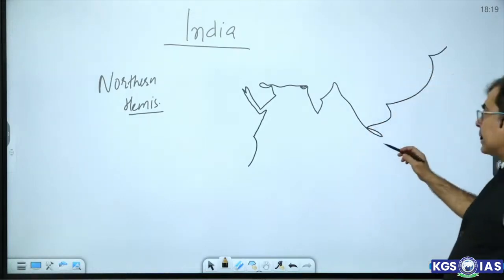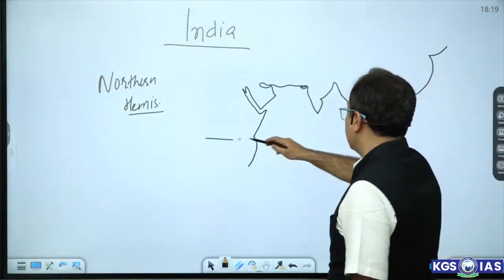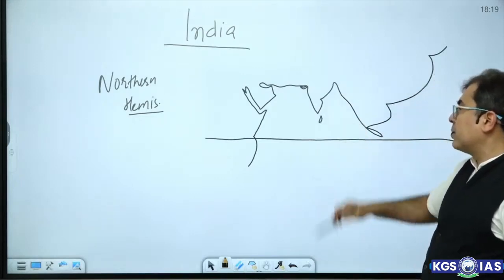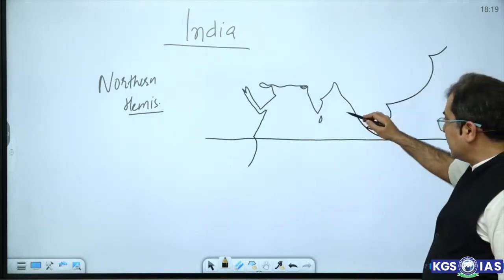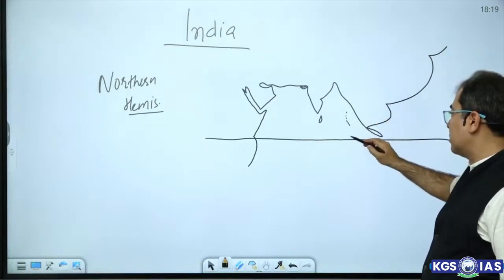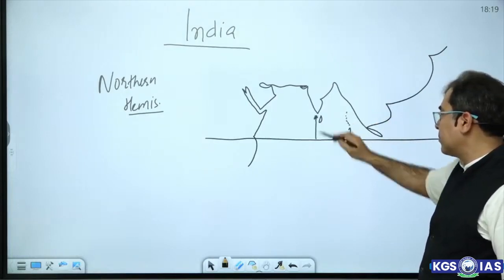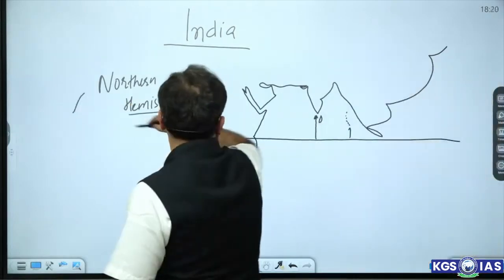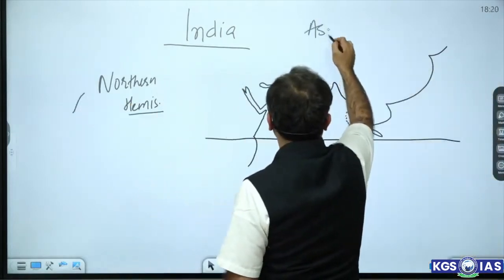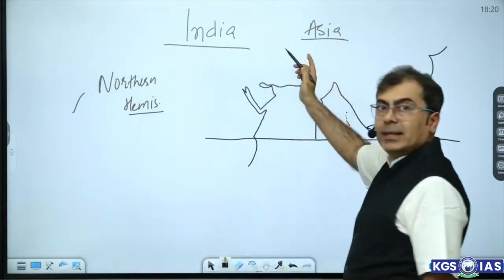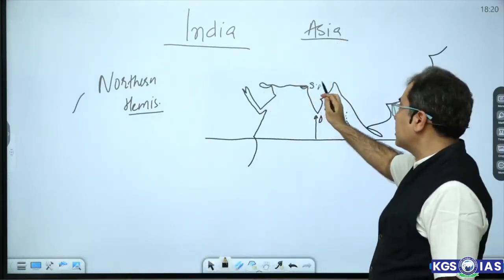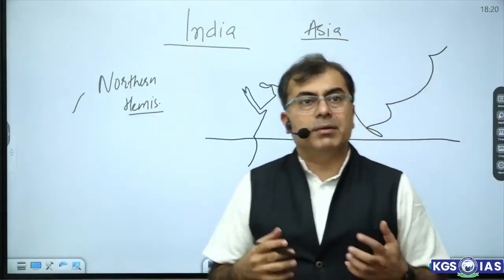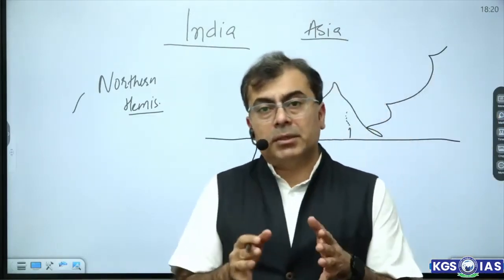So can I say that this is the equator? India lies north of the equator. And India has an island also. So can I say India is in the northern hemisphere? India is a part of Asia. Can I say India is part of South Asia? Is everyone okay? So first, when we are talking of our country, we'll start with India.